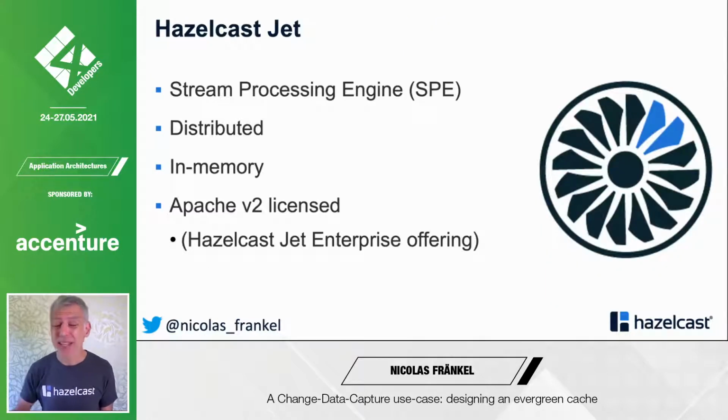As I mentioned, Kafka is not always necessary. So if you value speed, then you will probably use a stream processing engine. There are a lot of in-memory stream processing engines. I will talk about Jet because it's the one I know the most. And the idea is that Jet is distributed by default. It's also licensed under the Apache v2 license.